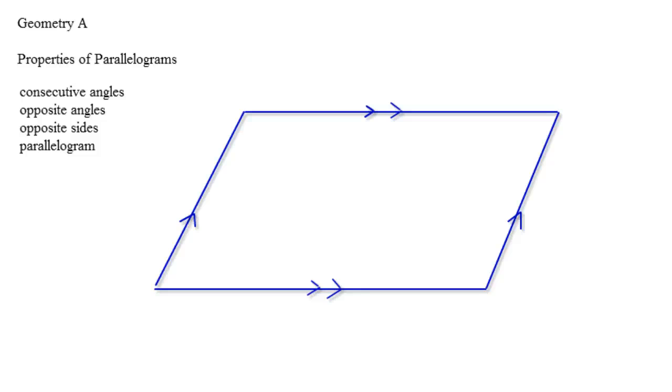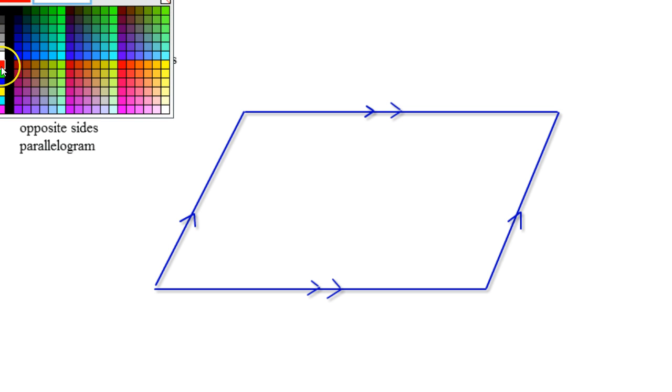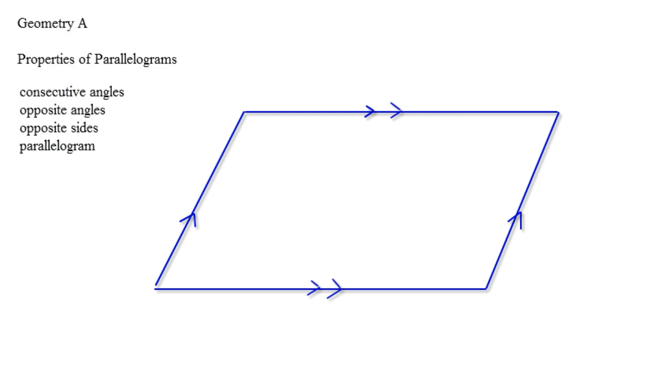Alright, so today we'll be talking about properties of parallelograms. These are special types of quadrilaterals that have opposite sides that are parallel. Okay? We'll be talking about what a parallelogram is and what it means. We have already talked about the parallelogram, and now we're going to go into the properties of parallelograms.